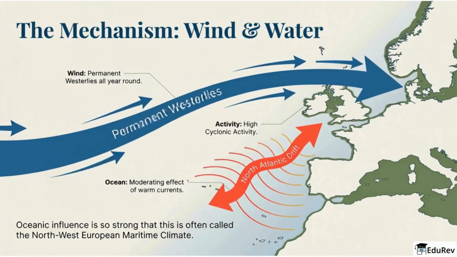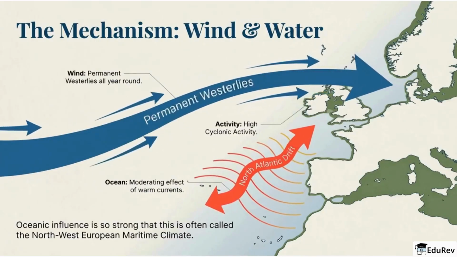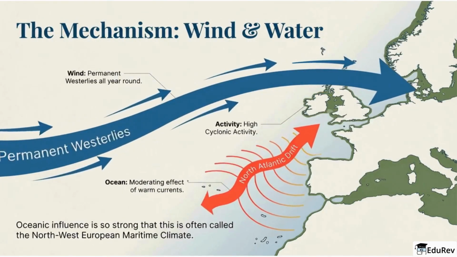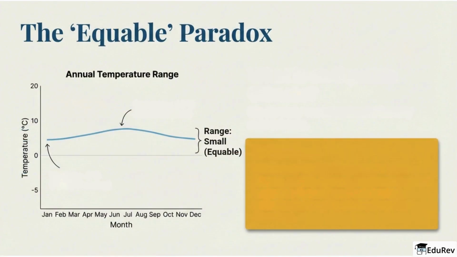That is why this is often called the Northwest European maritime climate. The ocean is not a side factor here. It is the main moderator. Now the most important character word: equable. An equable climate means a small annual temperature range. Winter usually stays above 0 degrees Celsius, so freezing is limited. Summer stays below 20 degrees Celsius, so it is never intensely hot.